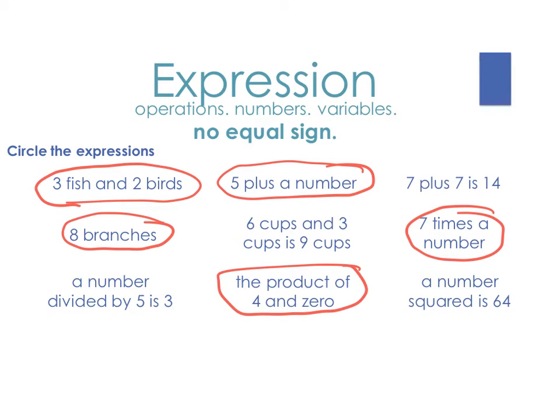Okay, let's talk about the ones that I circled. So I circled 3 fish and 2 birds because I don't know what 3 fish and 2 birds equals. I circled 8 branches. 8 branches doesn't equal anything, it's just 8 branches. Same with 5 plus a number, it doesn't tell you what the answer is, nor does the product of 4 and 0 tell you what the answer is. And 7 times a number is just 7 times a number. If you wanted to write these out, you could say 3 plus 2, 8, 5 plus a number, the product of 4 and 0, and 7 times a number. These are all expressions.